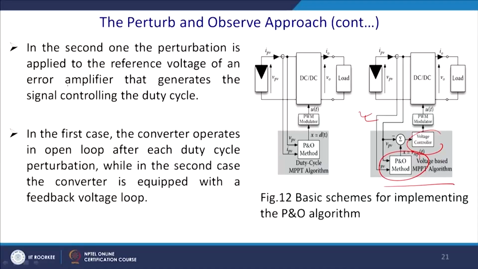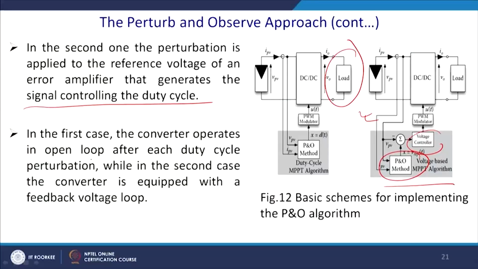In the second one, the perturbation is applied to the reference voltage of an error signal that generates the signal controlling the duty cycle. In the first case, the converter operates in open loop, and that is a problem. You do not have any information on whether the voltage is kept at the desired level while tracking the MPPT. The converter operates in open loop after each duty cycle perturbation, while in the second case the converter is equipped with a feedback voltage loop, and thus this method is preferred.